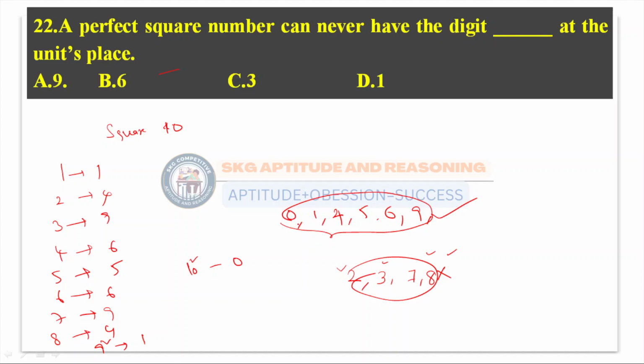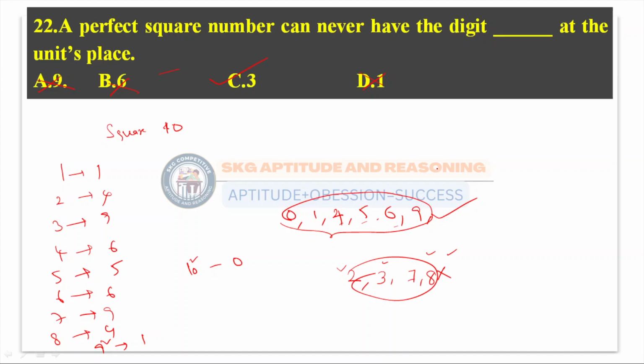What are those numbers? They are 0, 1, 4, 5, 6, 9. So a square can end with 1, a square can end with 6, a square can also end with 9. So a square can never end with 3. This is a very conceptual question under the number system topic. If you know the number system basics, then you can easily solve this question.